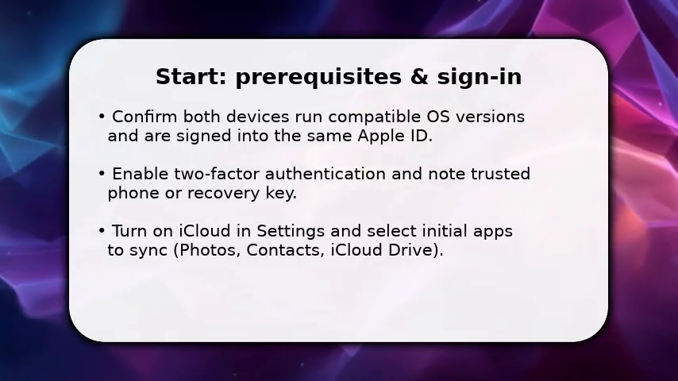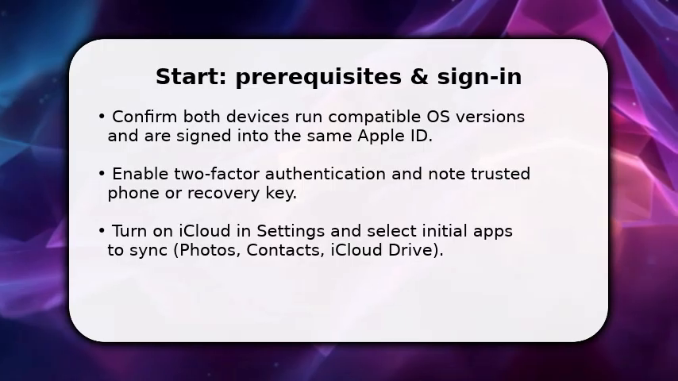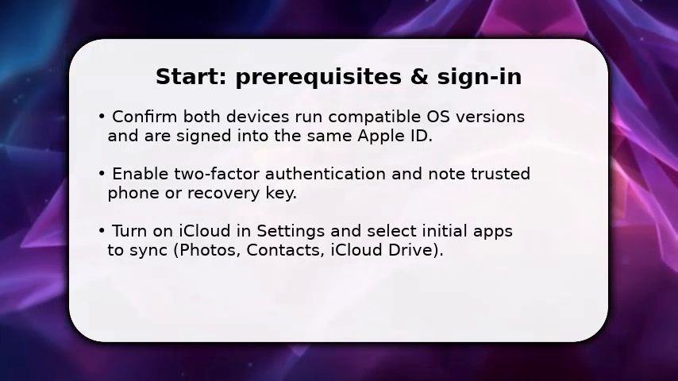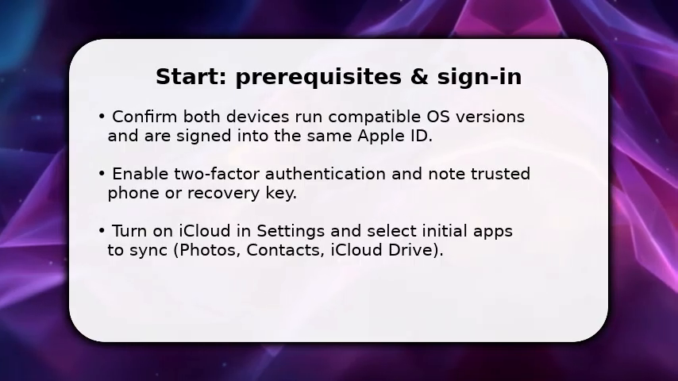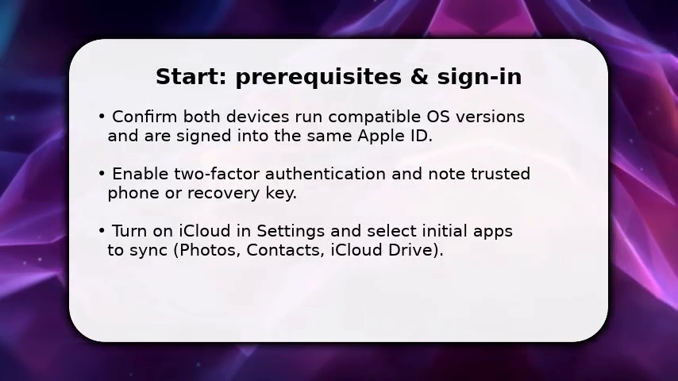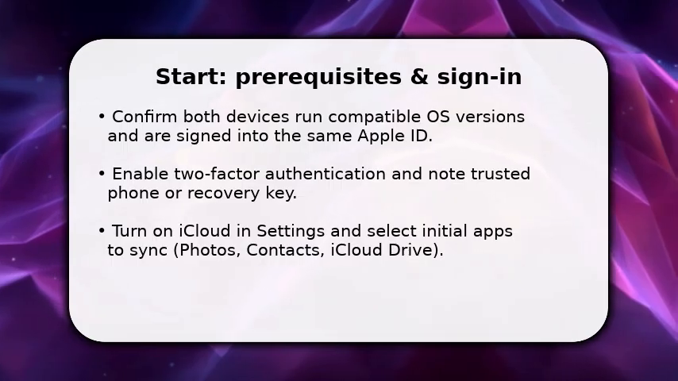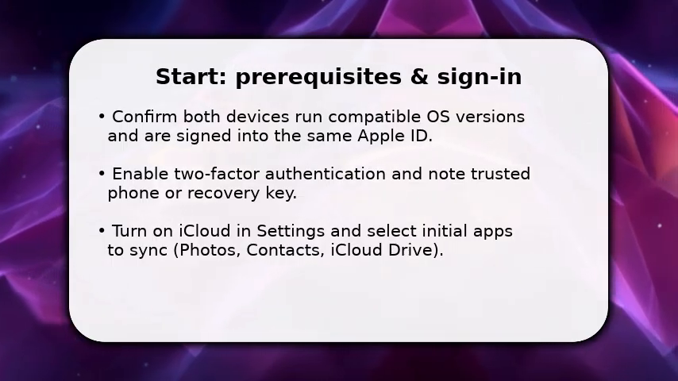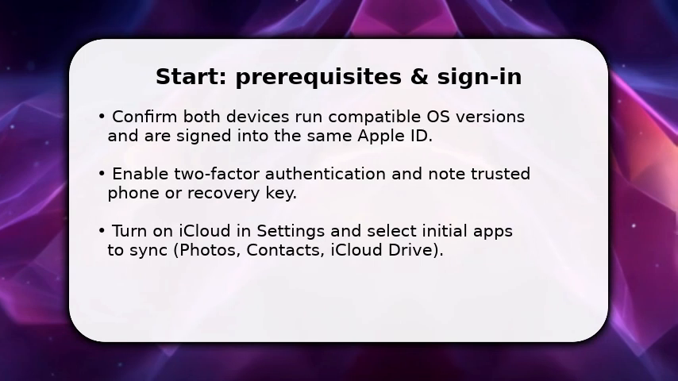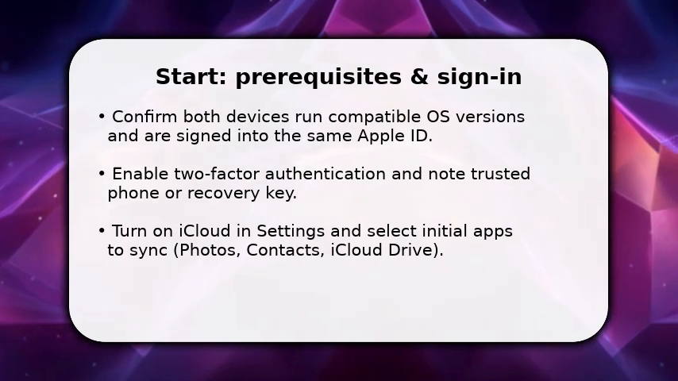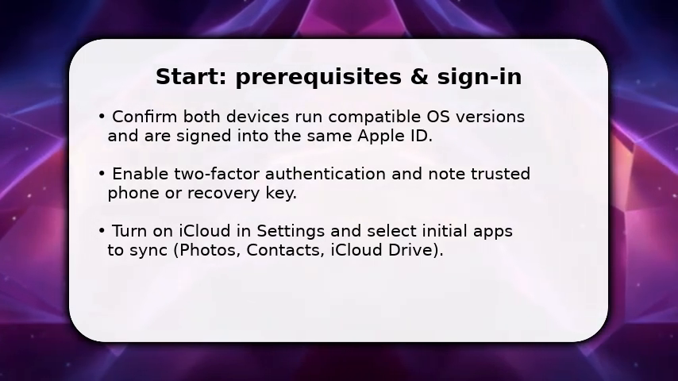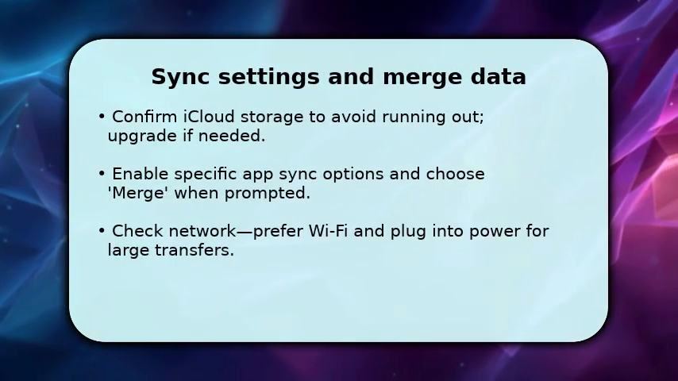Next, open Settings and tap your Apple ID to access iCloud options. You choose which apps to include: Photos, Contacts, iCloud Drive, and flip their toggles on. This first pass establishes the connection and permissions so that data can flow safely between devices without unexpected deletions or duplicates. You now focus on the actual sync.